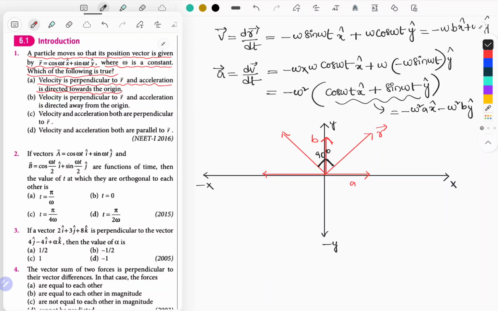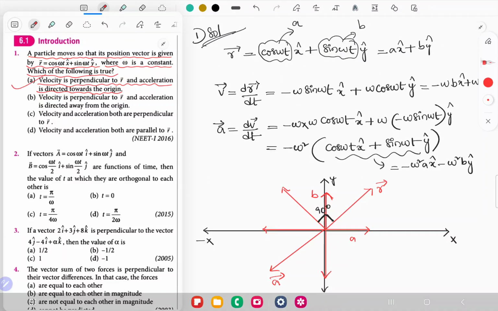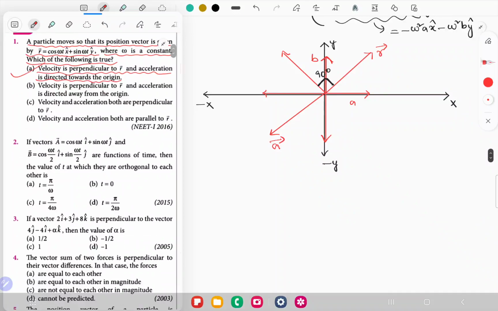Okay. What about acceleration? Acceleration is drawn as minus omega square A minus x cap and minus y cap. So both we have, this is how it is. And the direction of acceleration is like this. This is how acceleration is directed. Super. Check out which option matches here. Velocity is perpendicular to r bar and acceleration is directed towards the origin. Super. First option itself is correct. Let's move on to the next question.